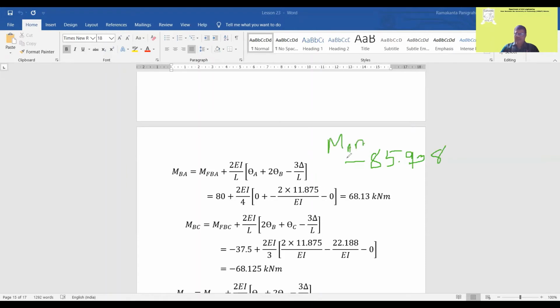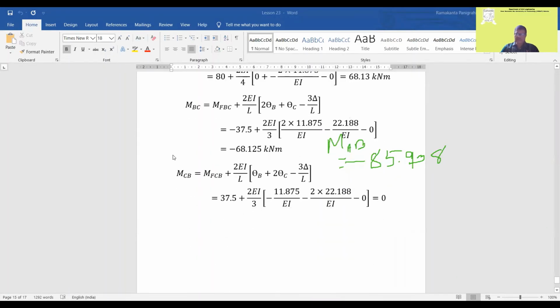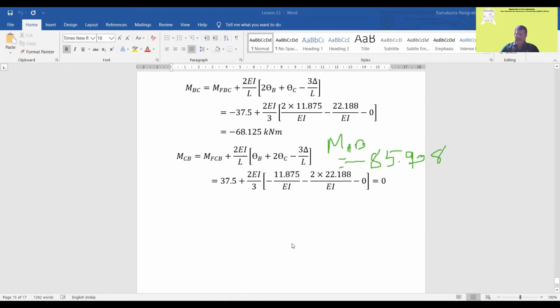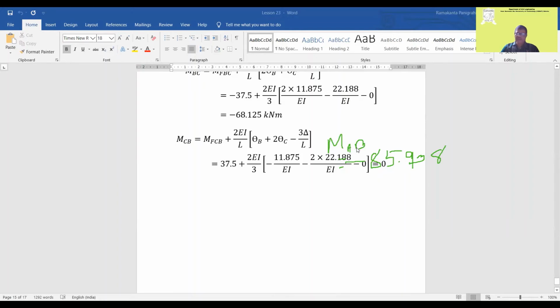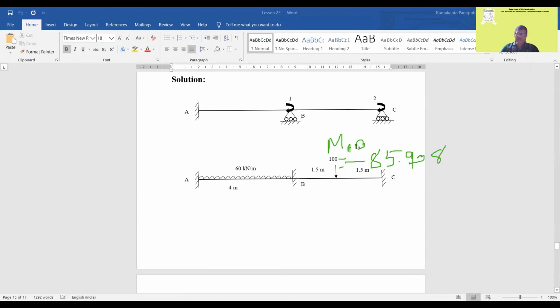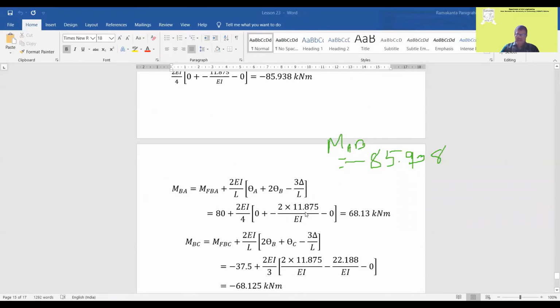Now you got all these moments, so I think you can draw the bending moment diagram. How to calculate the bending moment diagram now? MAB, MCB is 0, and this is plus, this is minus. What was our problem? What is the UDL? We can come here. Minus 85.938 and then that was plus 68.81.